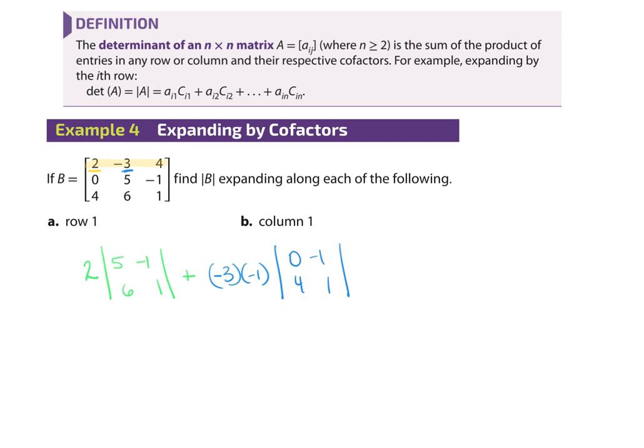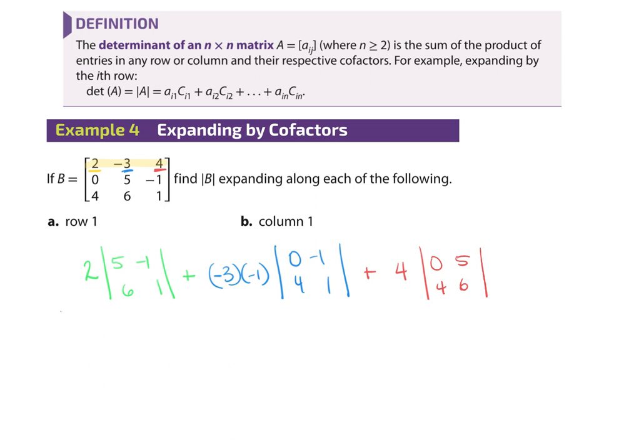Right? And then I'm going to do the last one, which is the 4. It's in an even position, so it's positive. I'll leave that guy alone. And I'm going to do the 2 by 2 that's left here, which is the 0, 5, 4, 6. All right, that's the other method, right?